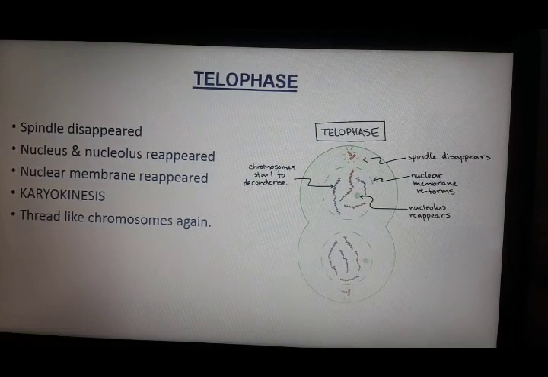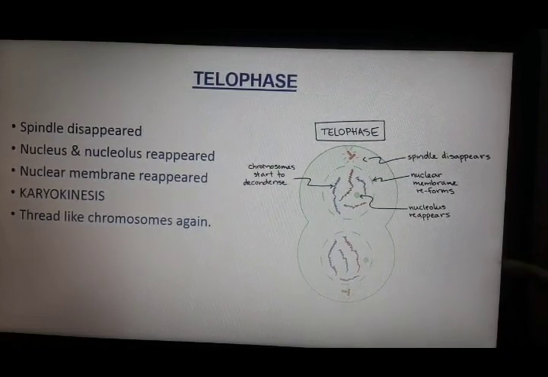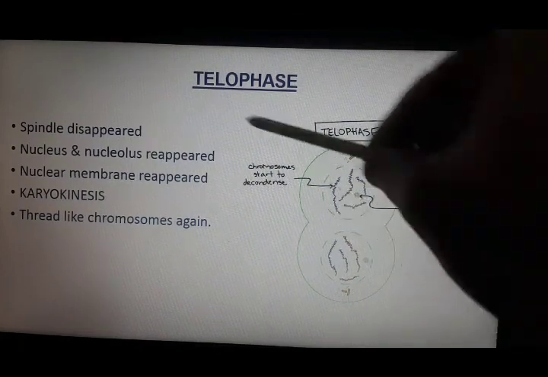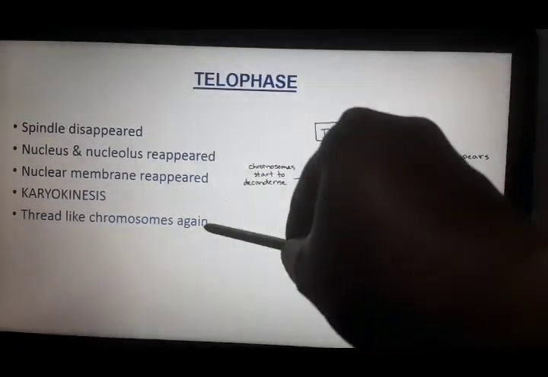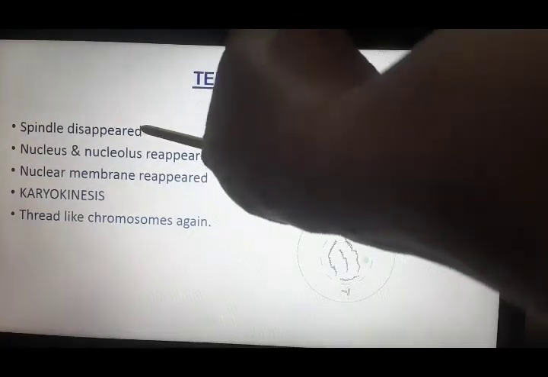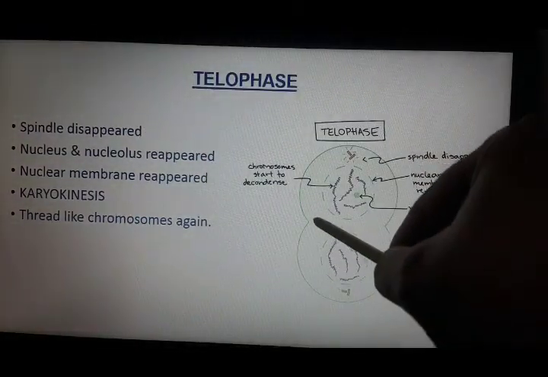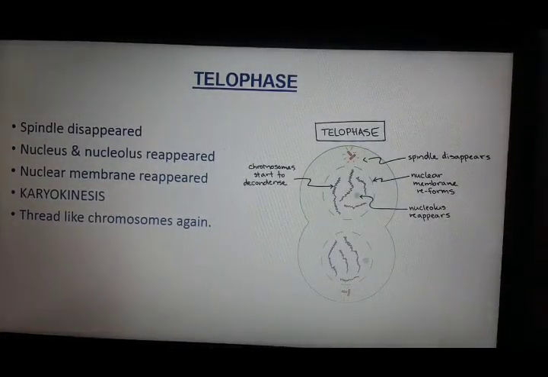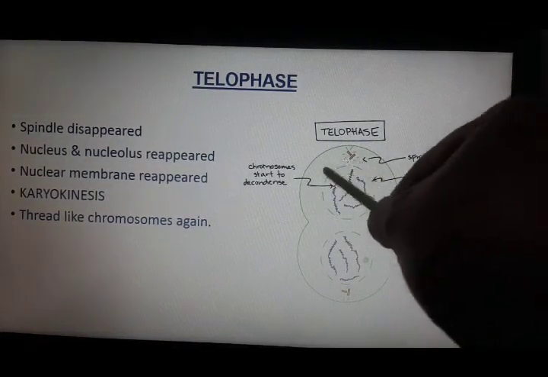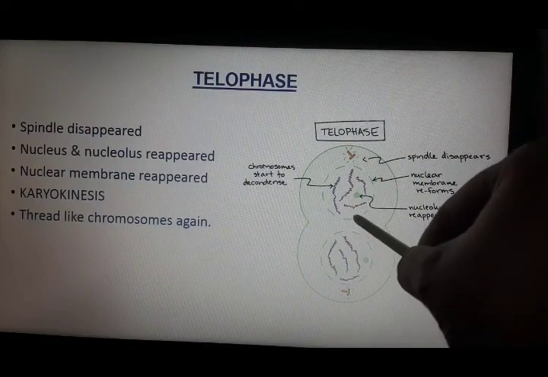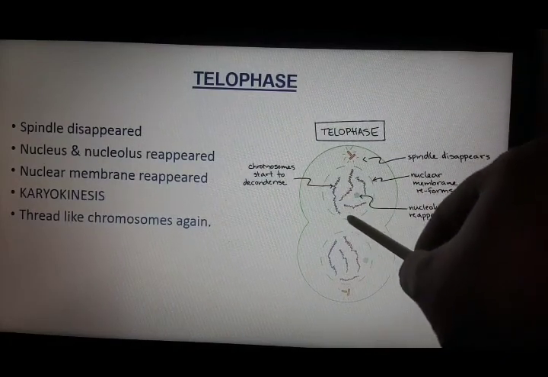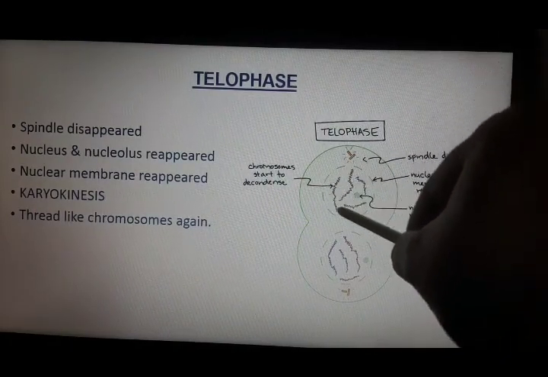Telophase, actually the second last phase. If you can see the diagram, the constriction is now narrower, right? You can see particular features in the diagram. The first one is that the spindle has completely disappeared. You cannot see any spindle there. The nucleus and nucleolus, which were present in the beginning of the cell cycle, reappear. The nuclear membrane starts reappearing and the nucleolus also reappears.